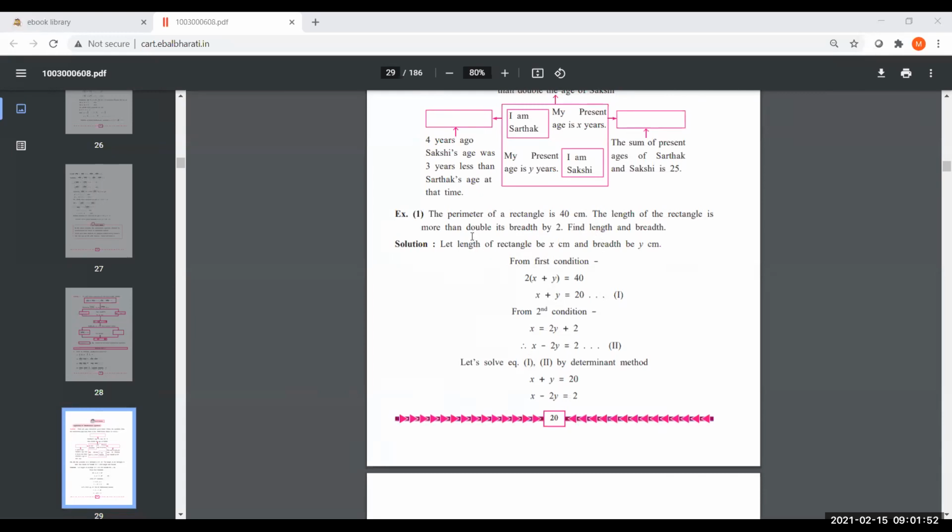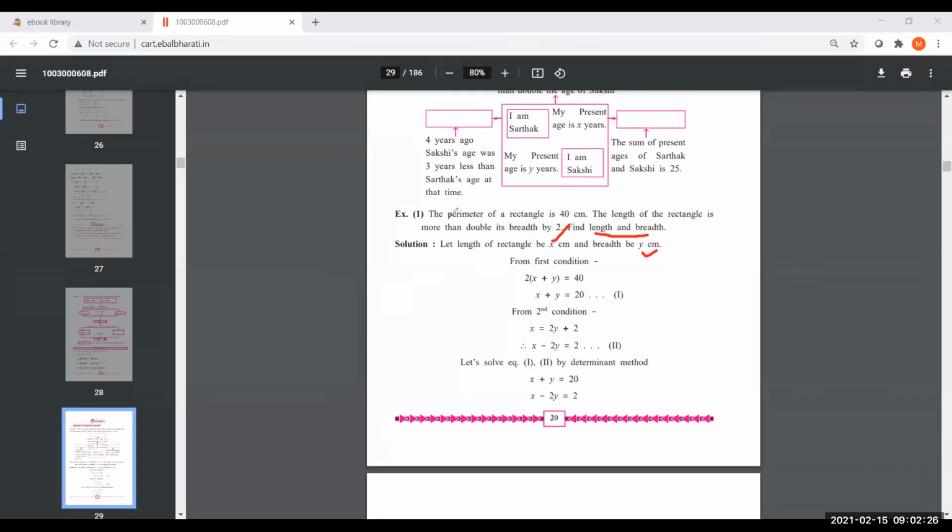So what is here? The perimeter of the rectangle is given to us. Then some relation between the length and breadth of the rectangle is given, so we have to find the length and breadth. So let's see. Whatever we have to find, for that we assume some values. So we assume that the length of the rectangle is x centimeters and the breadth of the rectangle is y centimeters. Then look at the conditions.